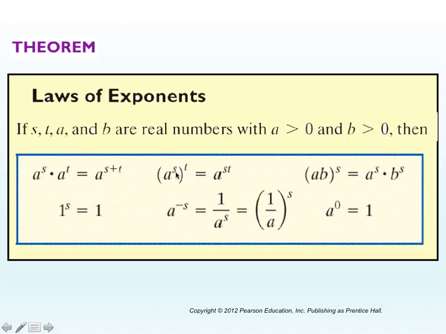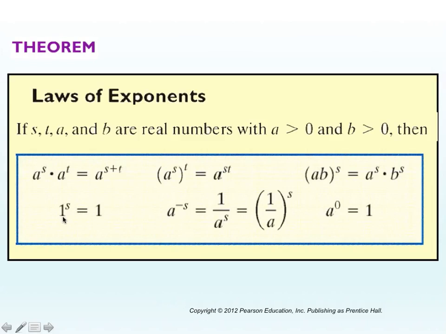Now, when you've raised it to a power, so if you have a to the s to the t power, if you have a power to a power, then you multiply those two numbers. So this becomes a to the st power. Now, if you have two things in parentheses here and you have one exponent outside, you can actually distribute the exponent. So this is going to be a to the s power times b to the s power.